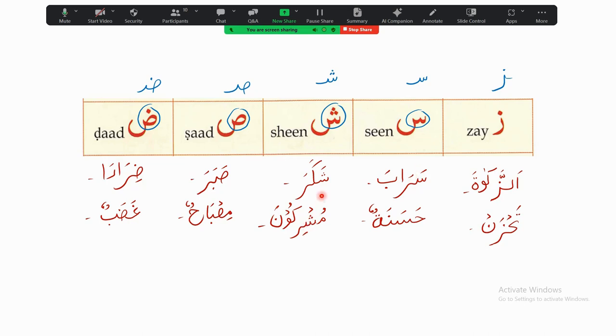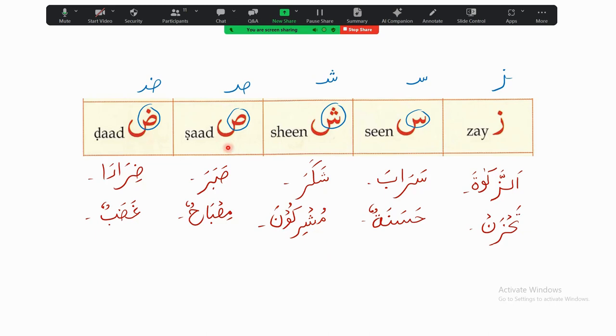So when sheen comes at the start, this looks like this. Shakara. When sheen comes in the middle, we say like mushrikuna. Right? So sheen is just like this with three dots on top of it.